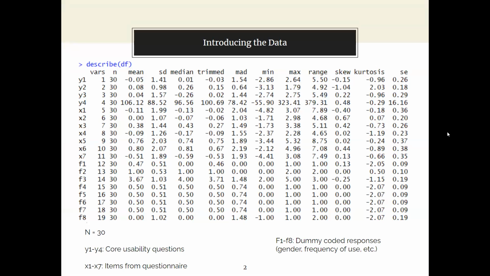First off, I want to introduce the data set that we're working with here. In this scenario, we had 30 participants, and we're going to say that we had them answer 2 different surveys. As you can see, we have a number of variables off to our left side. We have Y1 through Y4.